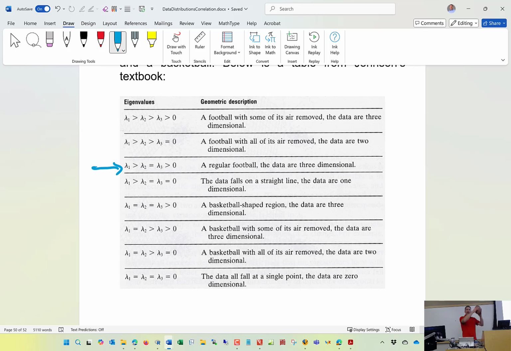Now, let's say that I squeeze a little bit of air out of this, so that, let's say, I make this axis, for that axis, for this axis, I'm going to make it not as important. So I squeeze a little bit of air out of it.